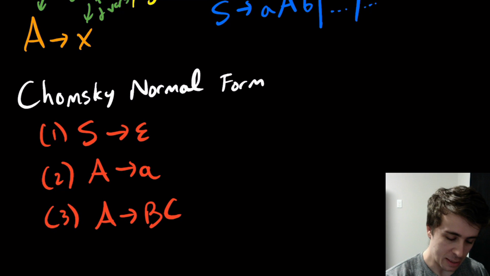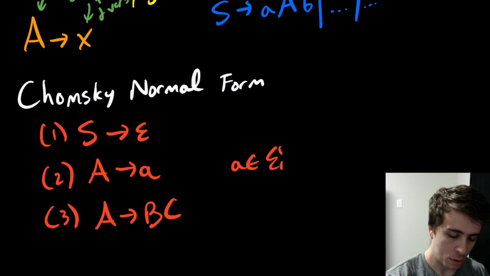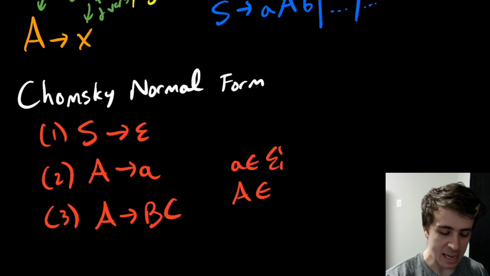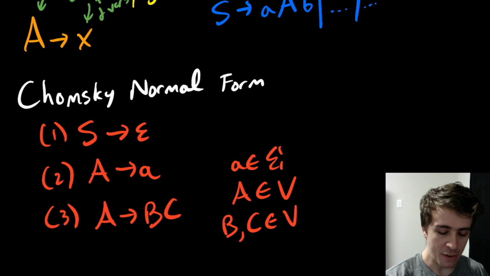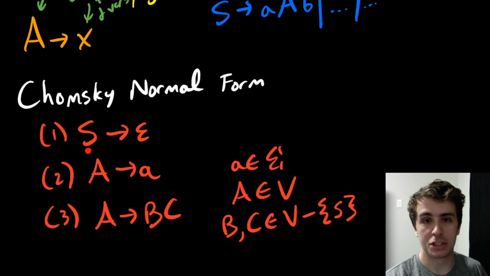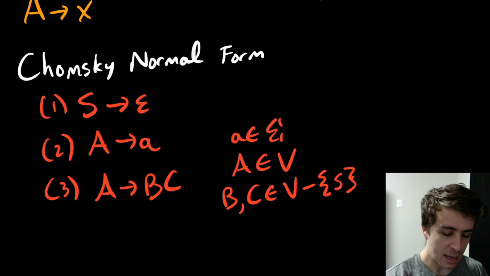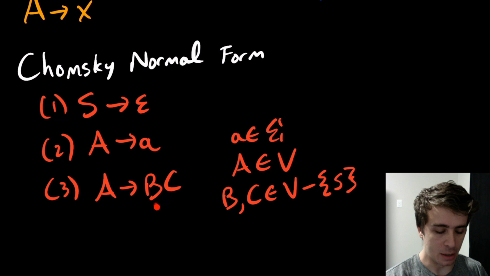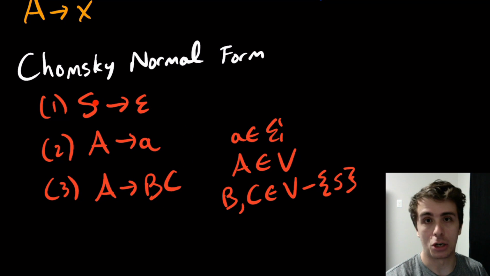And one thing I should note here is that lowercase a is a single terminal and capital A is any variable at all, and B and C are any variable but not the start variable. So B and C are not the start variable, A can be, and the only rule that can actually make the empty string is the variable S. So the only variable that can make the empty string directly is the variable S. Okay, and the two on the right hand side here, the B and the C, can't be the start variable.